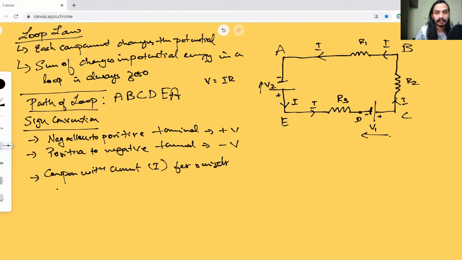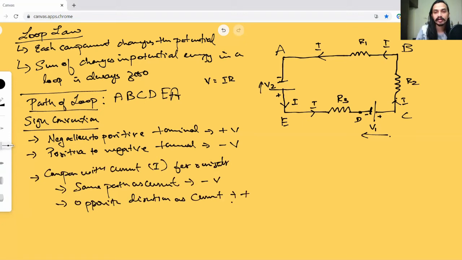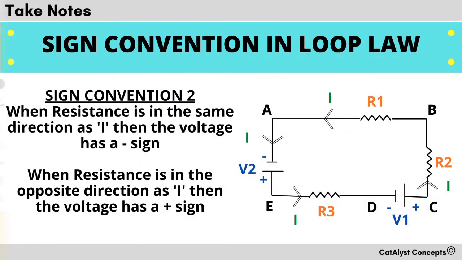Now, when you're looking at current, if you are moving in the same path or same direction, then you will take it as negative voltage. And if you're going in the opposite direction of current, you'll take it as positive voltage.